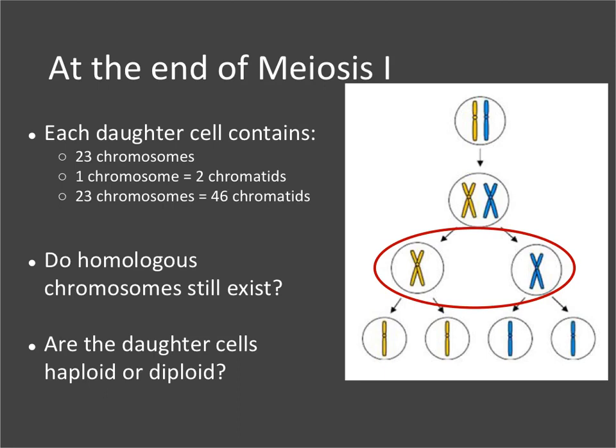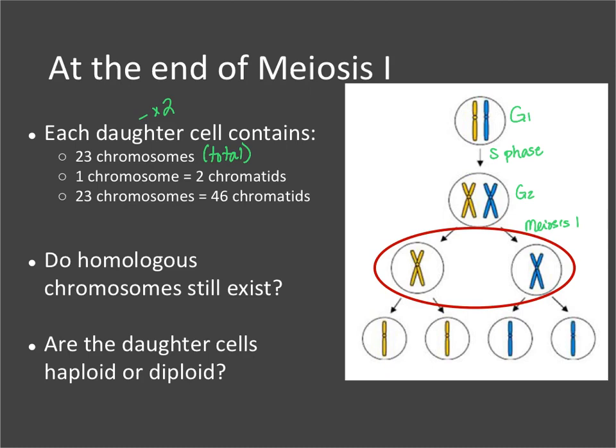So remember that we started with this cell going through the G1 phase, and then it went through the S phase of interphase, and then it looked like this during the G2 phase. Now, this first set of arrows is representing what happens during meiosis I. So at the end of meiosis I, we have two daughter cells, and those two daughter cells contain 23 total chromosomes. But each one of those chromosomes is made up of two chromatids. So each one of these cells is going to have 23 total chromosomes and 46 total chromatids.